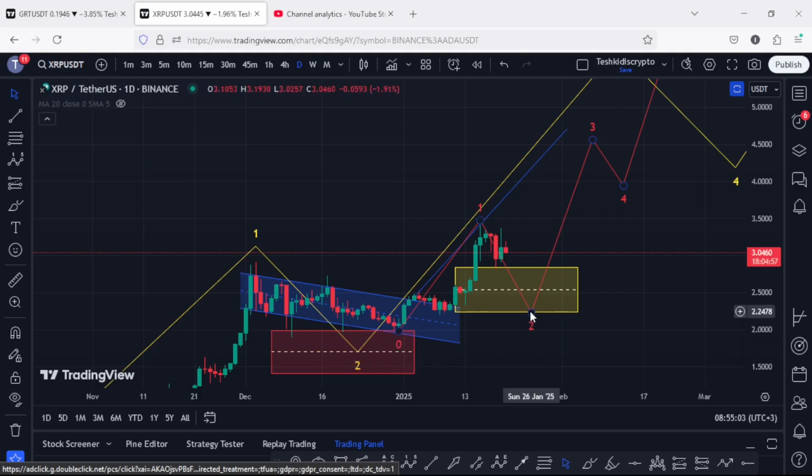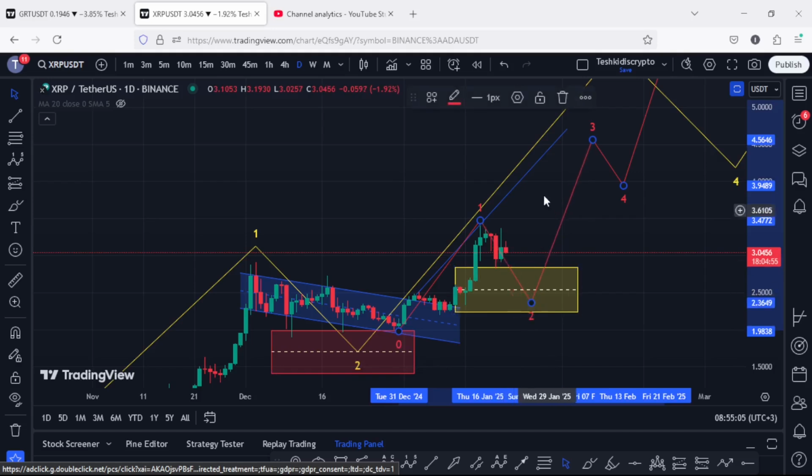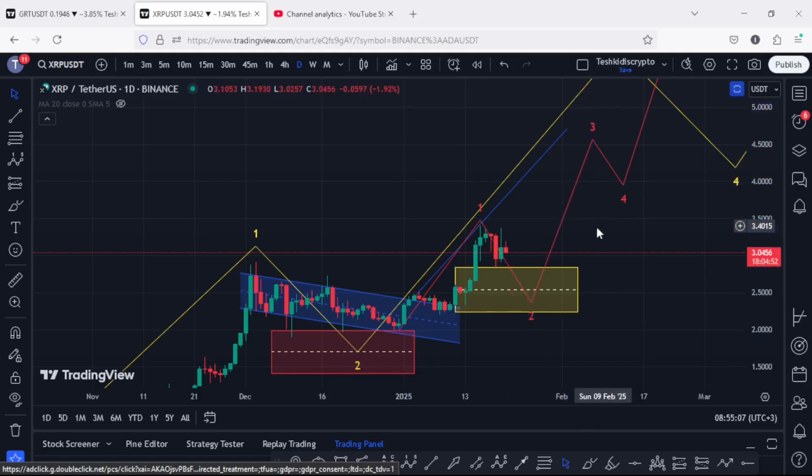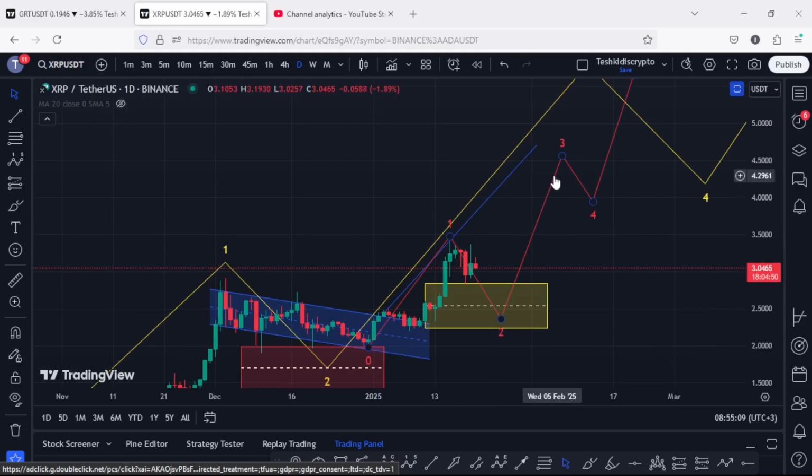But for now, as long as we continue holding support, there's a very high chance that we are going to continue seeing higher prices in a move that should take us back above the $5.7 in the next coming days. So that is the roadmap that I'm expecting XRP to follow for the next coming days, and let's be patient and see how that plays out, and I will ensure you stay up to date.